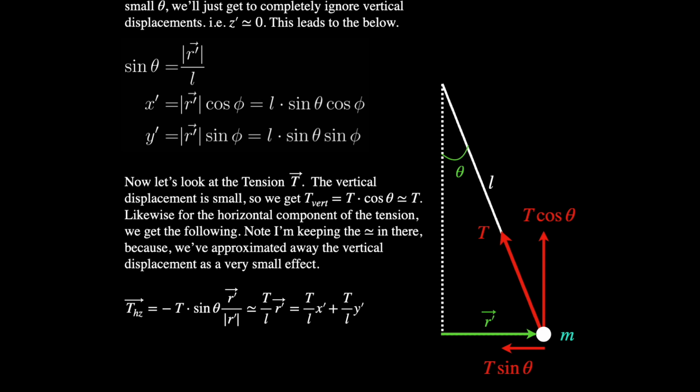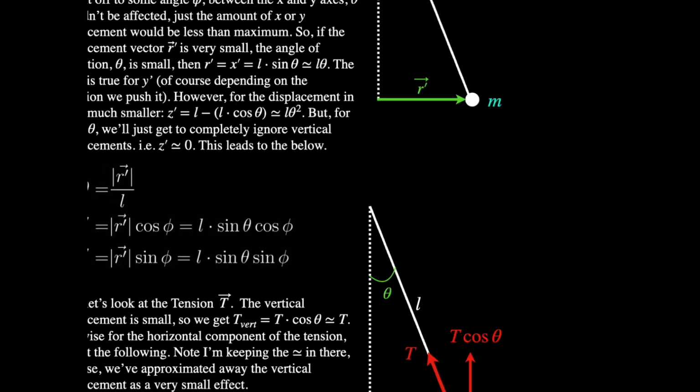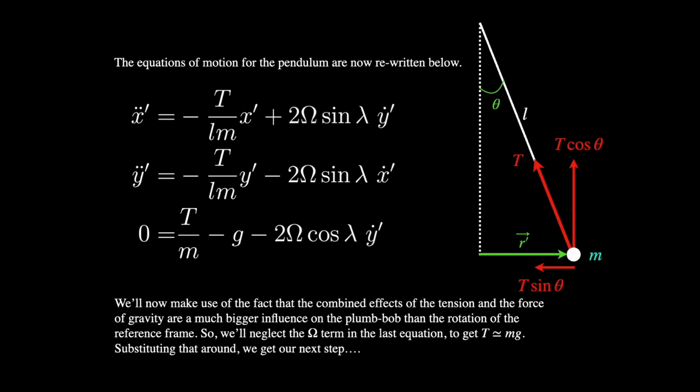So it's T over L in the radial direction. The radial direction should have a little bit of a z component, but we're ignoring it for now. That's equal to T over L in the x component plus T over L in the y component, and that's how we would translate that out. So now we've got our horizontal components, and we can go all the way back up and put it all together. The equations of motion for the pendulum are now written below.